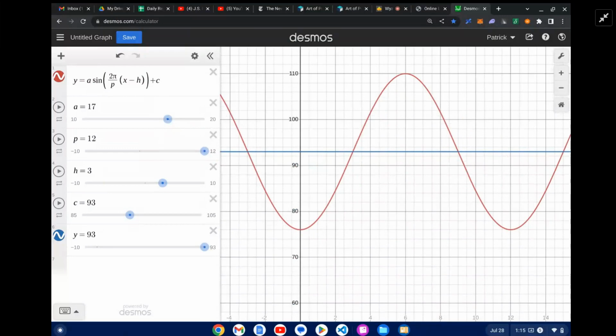So Desmos is a great tool for these things. Practice with it. You have to be aware of the graph settings here. But if you work with this, you should get to know how these trig functions work and how the parameters change the function. Hope that was helpful.